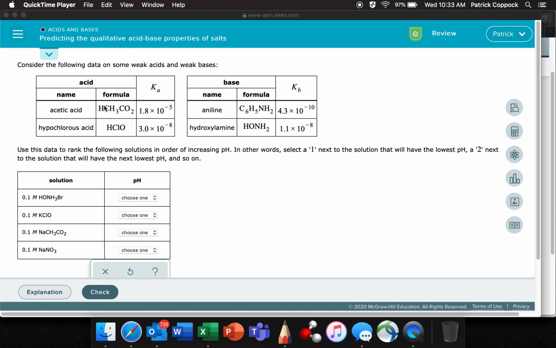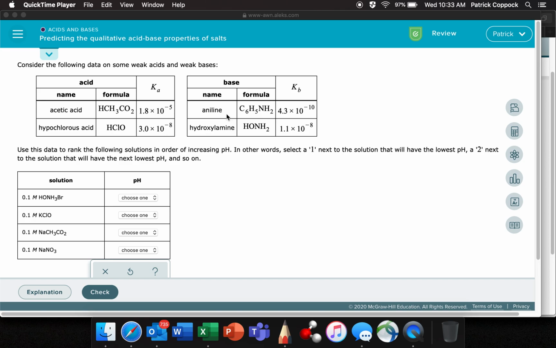All right, so I've got a table with some acids and a table with some bases. Acetic acid's got a Ka of 1.8 times 10 to the negative 5, and hypochlorous acid has got a Ka of 3.0 times 10 to the negative 8. What does this mean? Do you recall that the bigger the Ka, the stronger the acid, right? So this is going to be a stronger acid than hypochlorous acid.